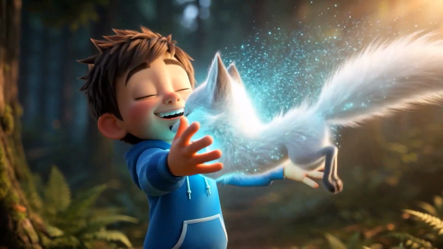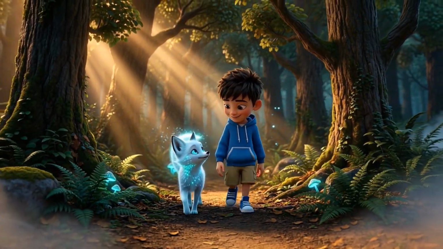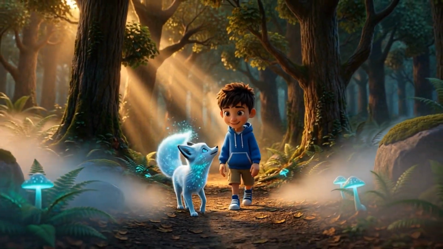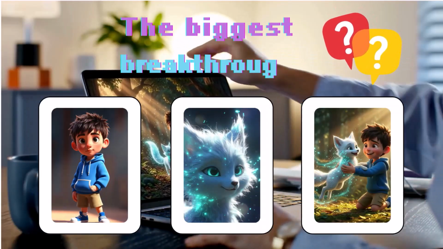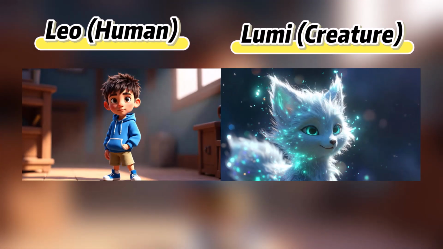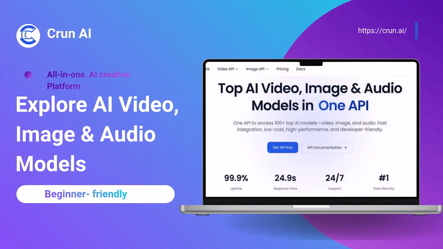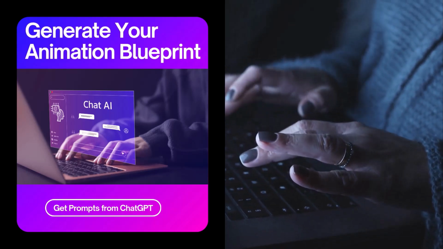Lumi, I found you. I'll never let you get lost again. We're together now. Today, you can create full 3D animated videos for free. And the biggest breakthrough: solving the problem that ruins most AI videos, character inconsistency. In this video, I'll show you a simple workflow to fix that and create a complete animated story from start to finish. We'll be using Crun AI, an all-in-one AI platform that gives you access to powerful tools in one place. Let's jump in.